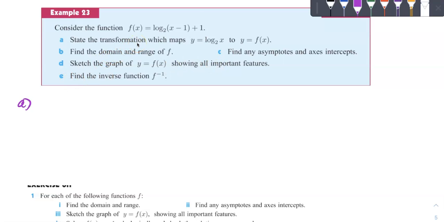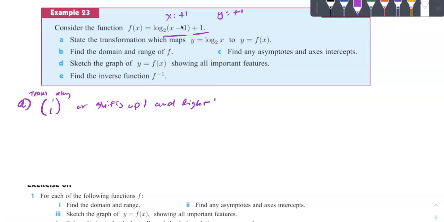Okay, so A. State the transformation. Right, so this thing never changes. Inside opposite, outside follow. So on my x I'm going plus 1, and on my y, follow, go plus 1. So there are 2 ways to write this. You can write the vector 1, 1 transformation along 1, 1. Or you could say it shifts up 1 and right 1. Either way.